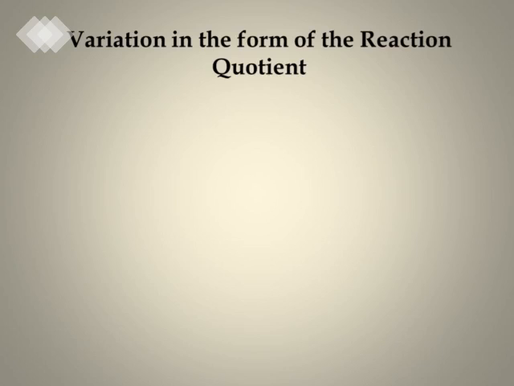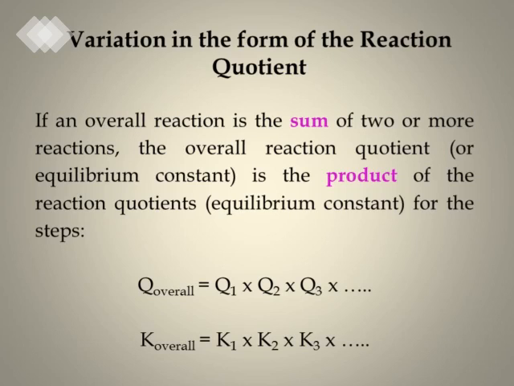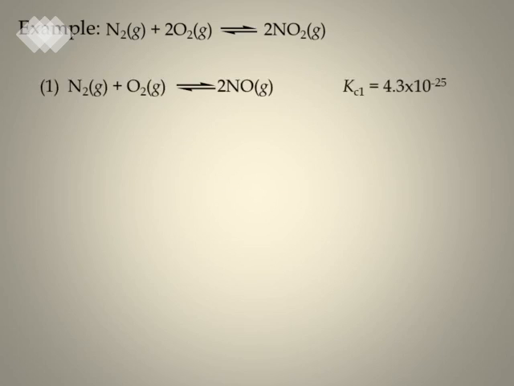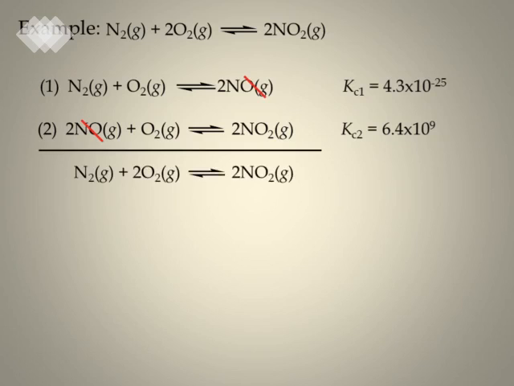If the reversible reaction is a sum of two or more reactions, then the overall reaction quotient or equilibrium constant is the product of the reaction quotients or equilibrium constants for the steps. Example, the synthesis of nitrogen dioxide involves the combination reaction between nitrogen and oxygen gas, and later the combination of this nitrogen oxide gas with oxygen to form nitrogen dioxide gas. Hence, we get the overall reaction of the synthesis of the nitrogen dioxide gas.